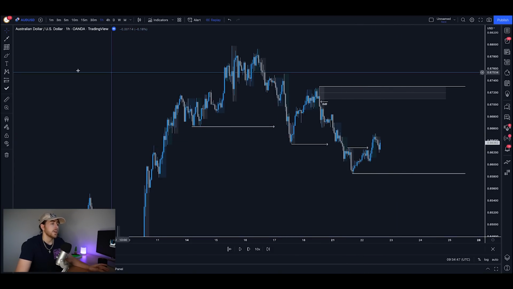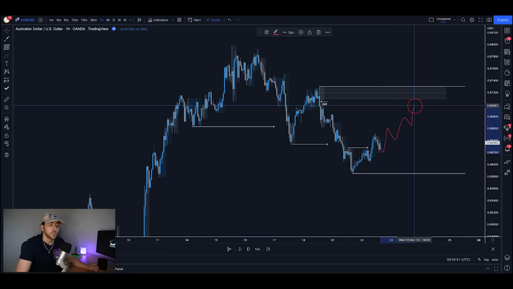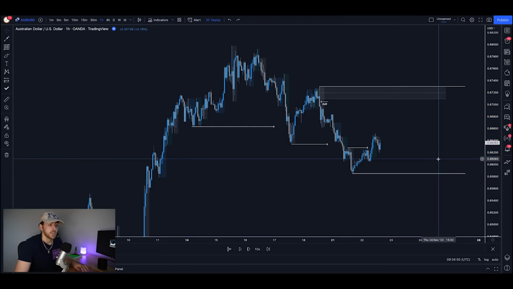So the idea here would be that generally we can probably follow a bit of an uptrend up towards this level, and then we may get a shift down again, of which we would then look to sell into. So that's the general idea behind this trade.